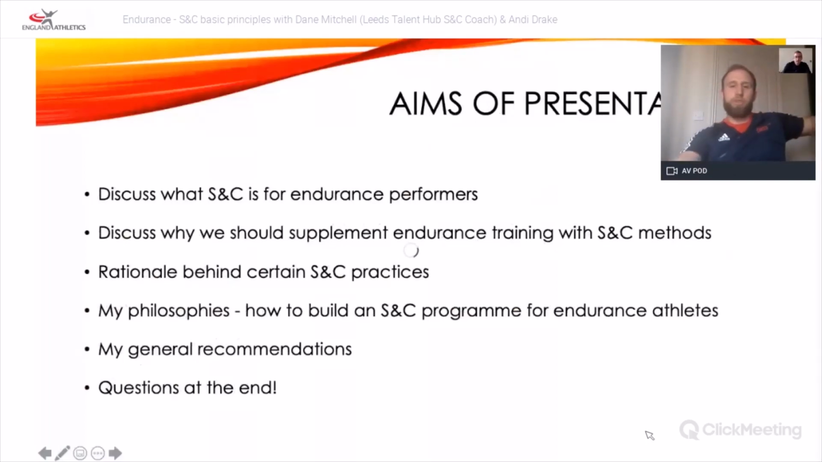So we're going to discuss some of the methods and strength and conditioning activities that we use with endurance athletes, and I'm also going to discuss the rationale behind some of the practices we use. I'll give a general overview of my philosophy. I've got quite a simple mind in how I categorize things, and I hope that helps people implement that into their own programs. And then I'm just going to give some general recommendations, what we do with our athletes and what maybe you guys as coaches or athletes can use yourself. And like Andy said, some questions at the end.